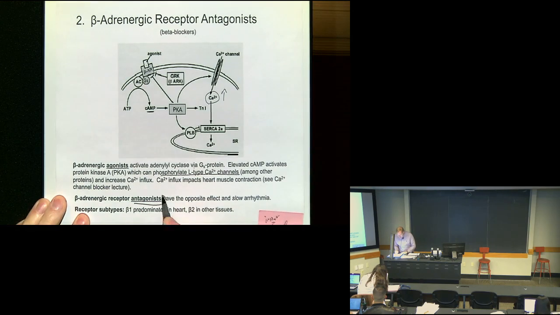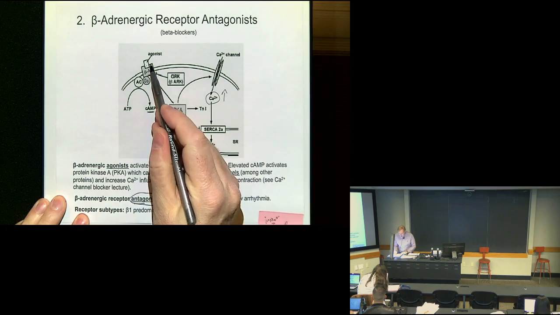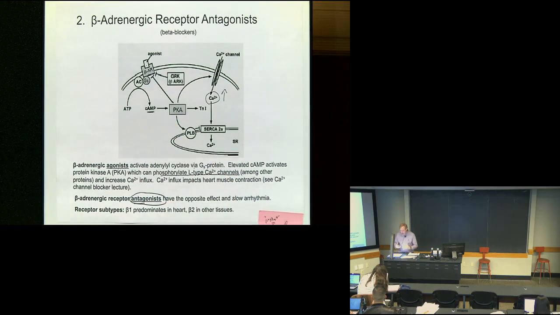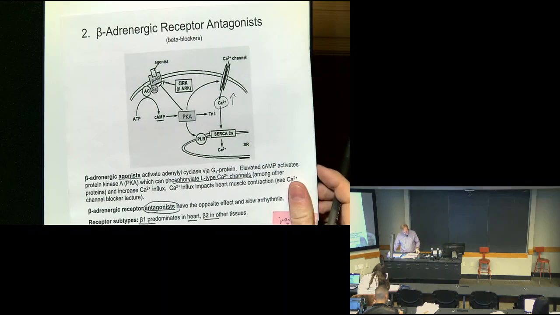Now, the antagonists have the opposite effect. So you could slow the contraction, and you slow the arrhythmia. Now, these are beta adrenergic receptors, and there are different types: beta 1 and beta 2. Beta 1 is the main one in the heart. There are beta 2 receptors in other tissues, and the selectivity between these can affect how specific your drugs are. Okay, so that's the target.